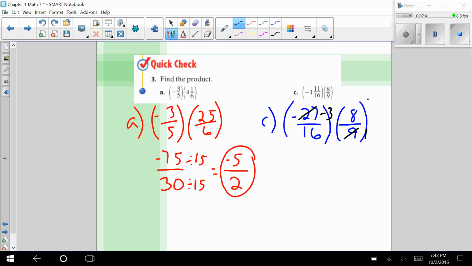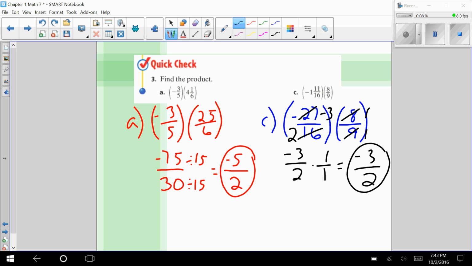I also know that at the other diagonal with 16 and 8, 8 goes into both of those. So divide them both by 8, I get a 1. My 16 becomes a 2. Now I can multiply much more manageably. I'm really looking at negative 3/2 times 1/1, which is going to give me negative 3/2. Now, if you don't notice the cross-canceling, that is totally fine. You'll just have a little bit more reducing to do in the end.